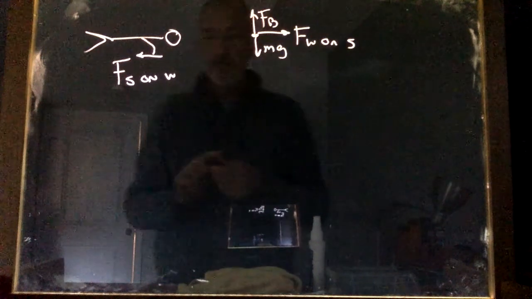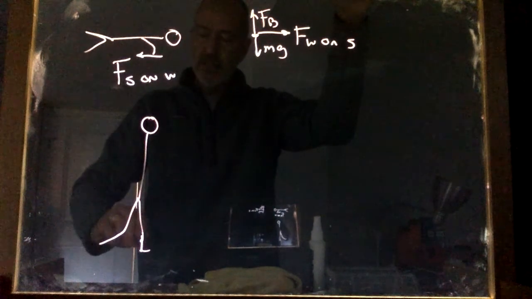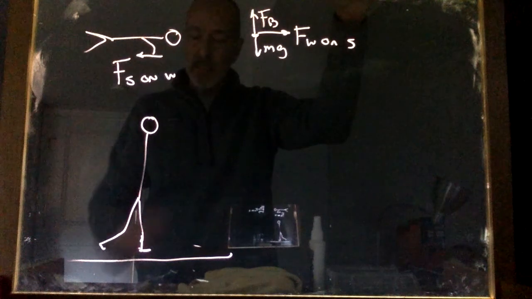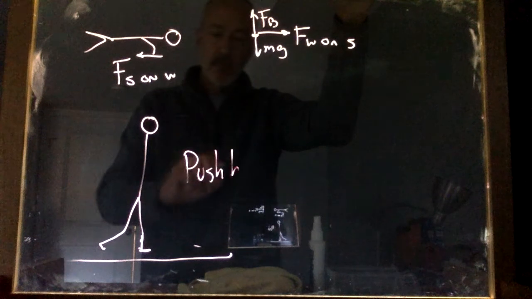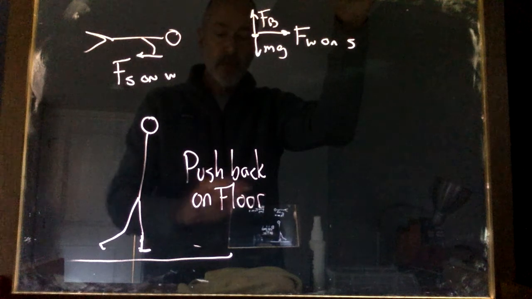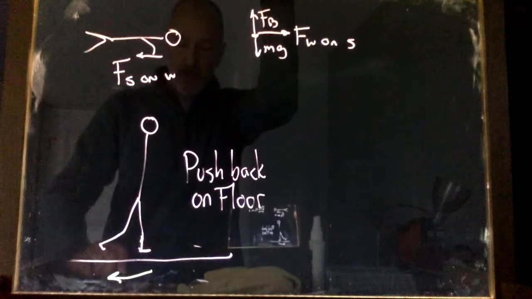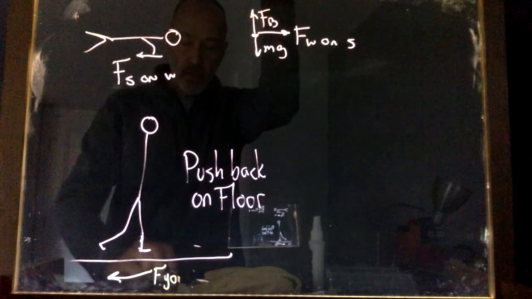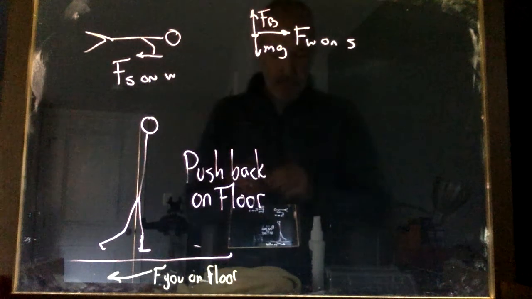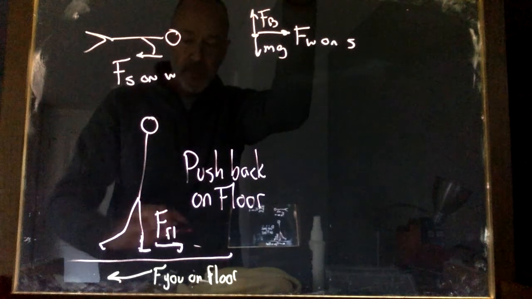When you walk, or let's say you're running here, when you run, you push back on the floor. That's friction. So the force of friction on the floor, the force of, I'll just say you on floor, the equal and opposite reaction force is the force of the floor on you.